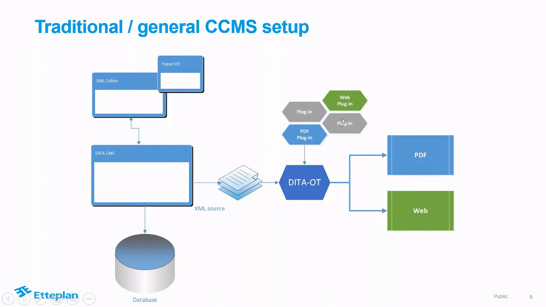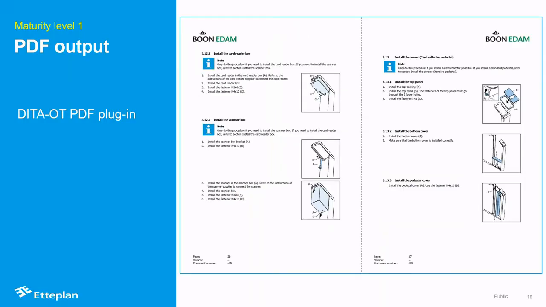And based on a plugin, we can create also a web output, or maybe an InDesign output, or information in all kind of formats required depending on the project. So this is the traditional way of working. And as an example of the maturity levels that I showed before and has been presented in the previous webinars, maturity level 1 is simply using a CMS and publish this as PDF output.